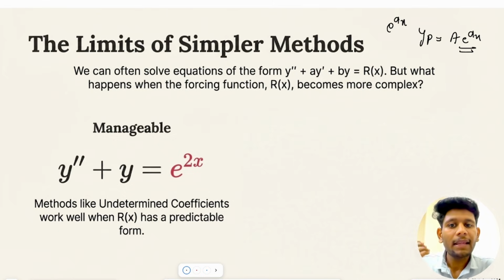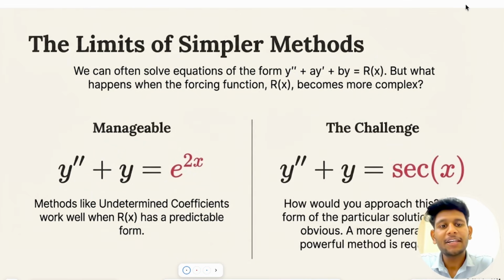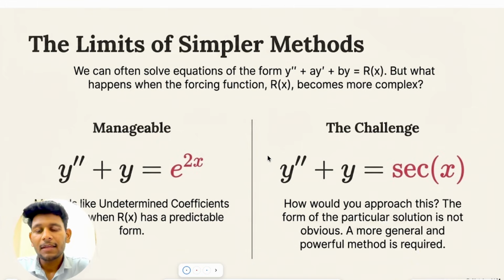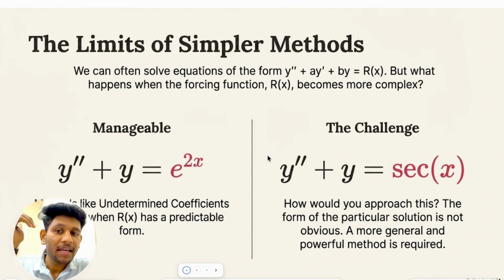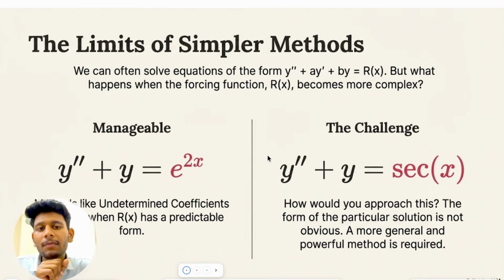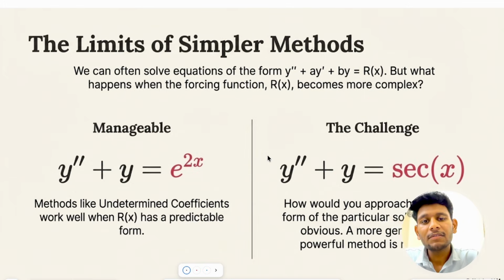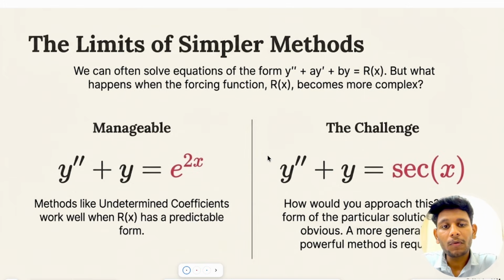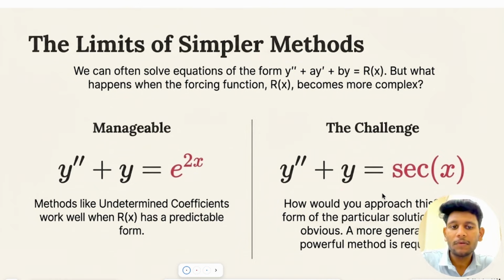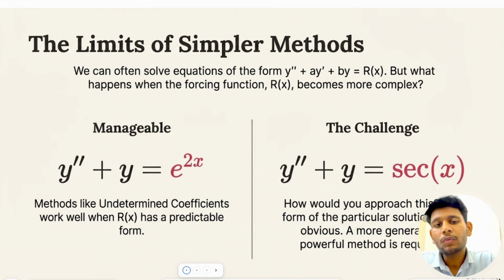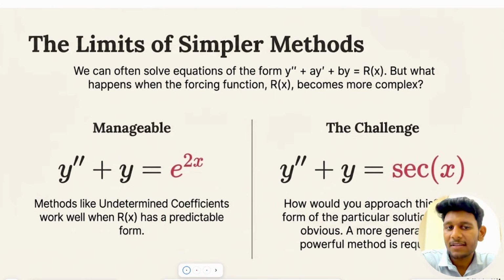But what will happen if this kind of thing is there? In that case we have seen only sin x, cos x, e to the power x. What about this sec of x? We can't use it because we have not discussed this thing. So this we will see here. How would you approach this? That is the general method, and this is very powerful. You can apply this method to any kind of second order non-homogeneous linear differential equation.